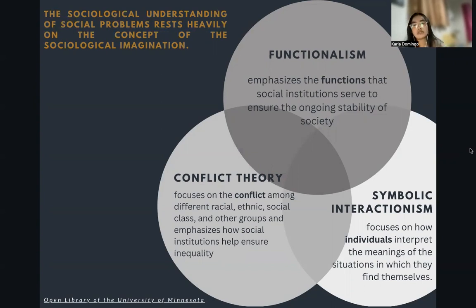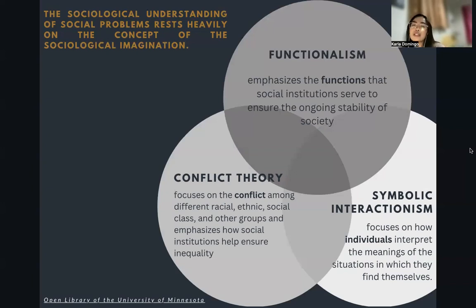Next is the conflict theory, which focuses on racial, ethnic, and social class conflicts, and how our institutions actually contribute back to inequality, while the functionalist theory emphasizes the benefits of the various parts of society for ongoing social stability. Conflict theory favors social change to reduce inequality.